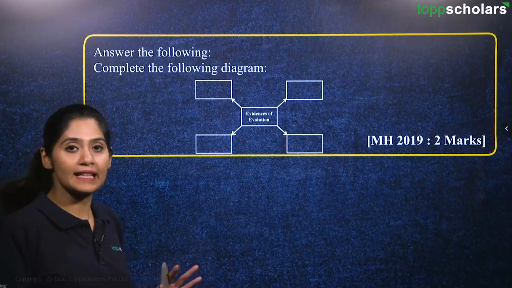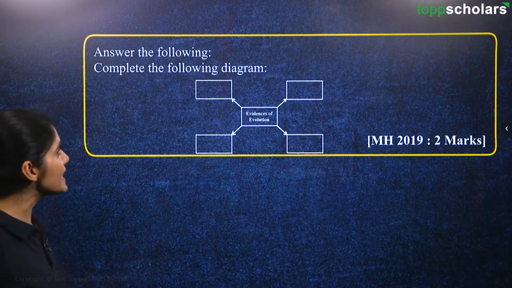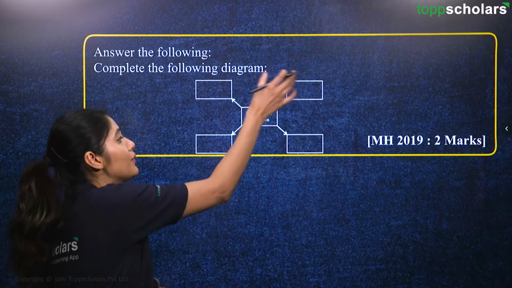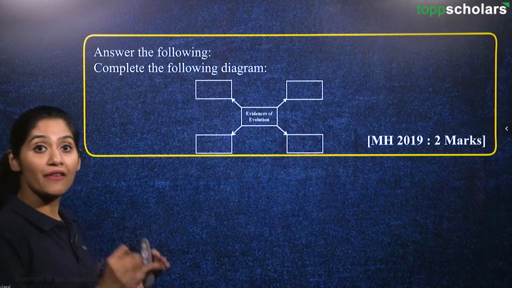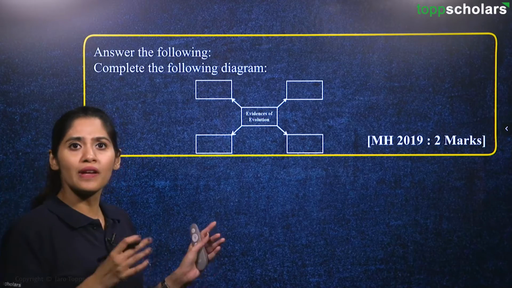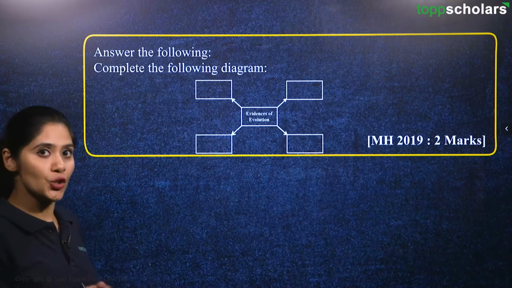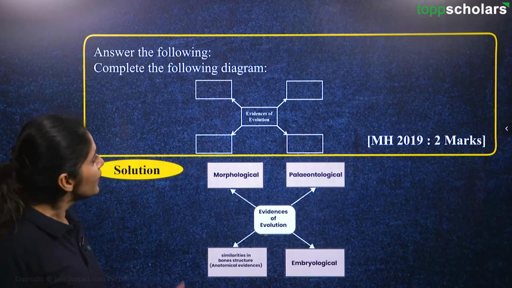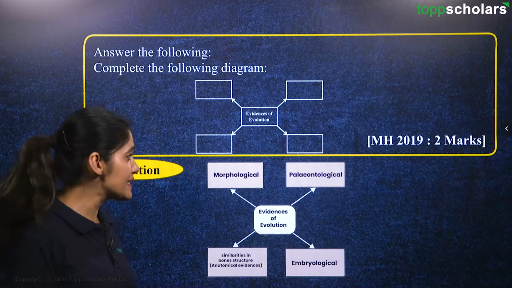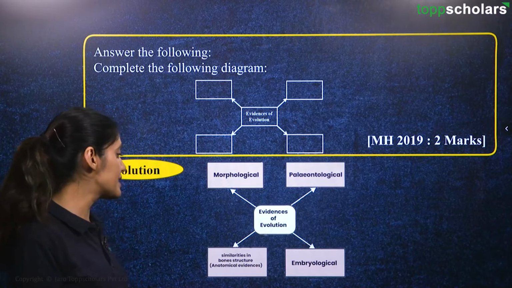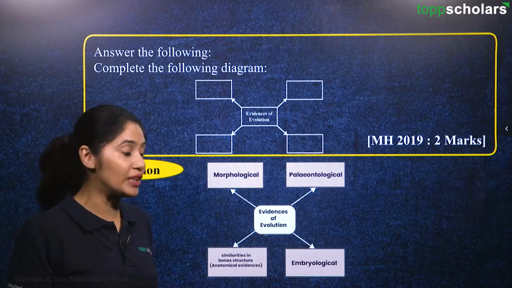Here we will be discussing one question which was asked in 2019 carrying 2 marks. Here we can see a diagram where there are 4 boxes left empty and at the center of this box there is evidence of evolution written. So, we will be filling the 4 evidences of evolution here. Let's look at the solution. We know that there are 4 evidences of evolution. First is morphological evidences, then paleontological evidences, then anatomical evidences which is similarities in bone structure, and embryological evidences.